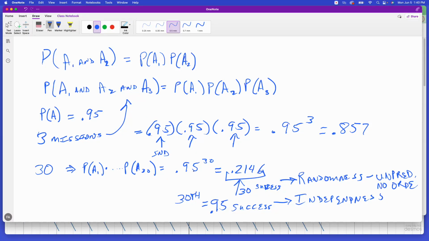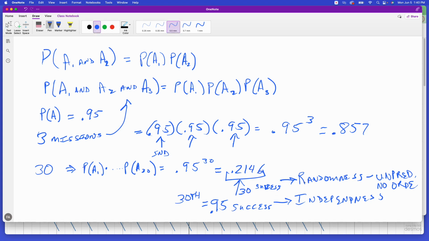When you've completed the 29th mission and you're about to go out and complete the 30th mission, the truth of the matter is you still have the same probability of completing that last mission as you did completing the first mission. 0.2 is not your probability of finishing that last mission. 0.2 is the probability that you would finish 30 missions. Finishing that last mission only has a probability of success of 0.95. So that's the difference between these processes.